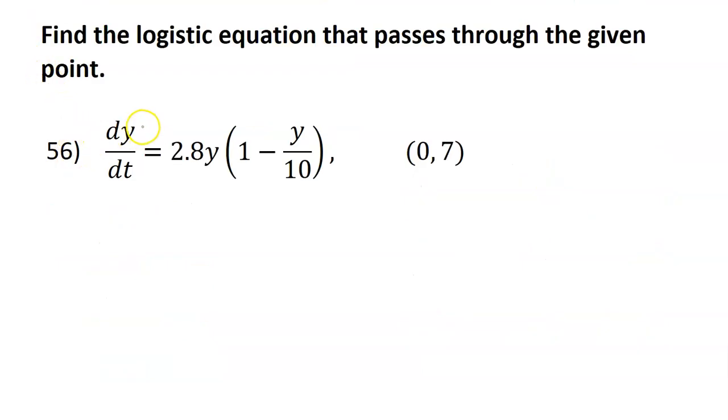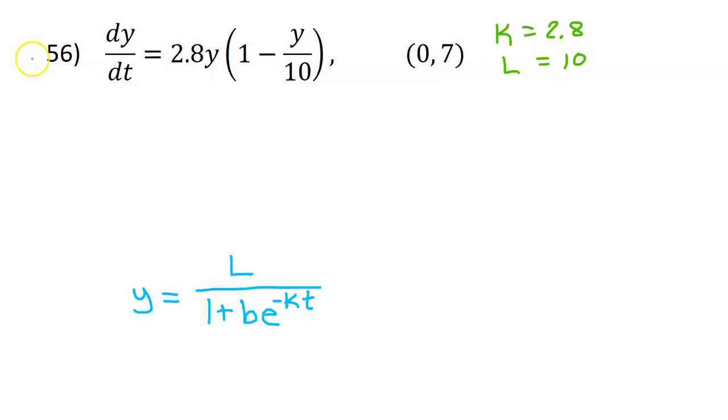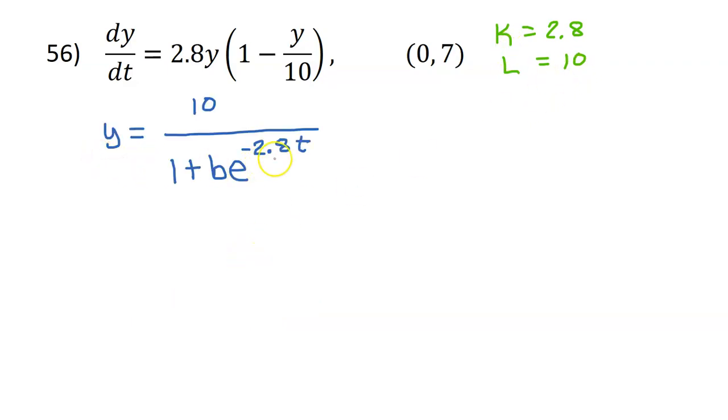For the following problems, we need to find the logistic equation that passes through the given point. For number 56, comparing the differential equation to the memorized model, we can tell that k is 2.8 and L is 10. This is the memorized model for the solution to a differential equation. Let's substitute 2.8 for k and 10 for L. So now we have this.